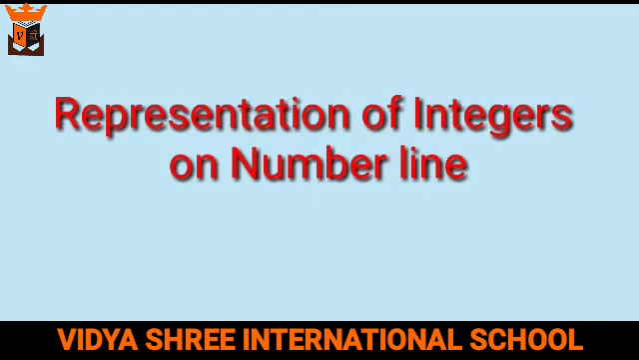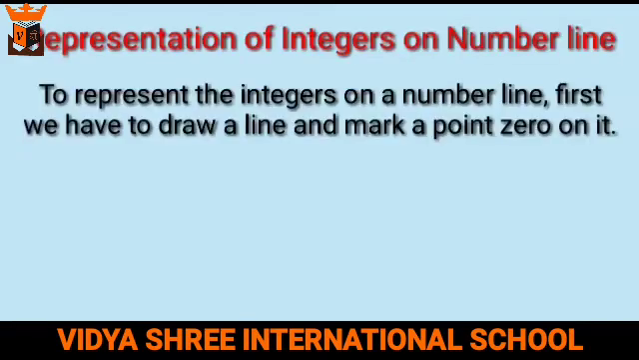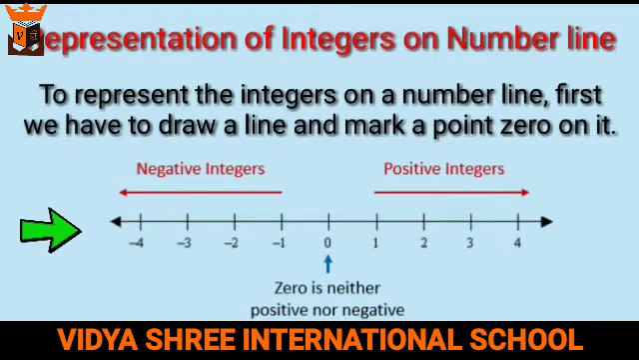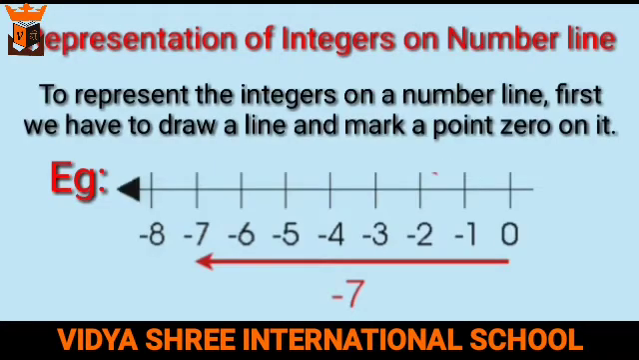Representation of integers on number line. To represent the integers on a number line, first of all we have to draw a line and then mark a point 0 on it. Then mark all the positive integers on the right side with the same distance as 1, 2, 3 and so on. And the entire negative numbers on the left side as -1, -2, -3 and so on. For example, to mark -7, we have to move 7 points to the left of 0.